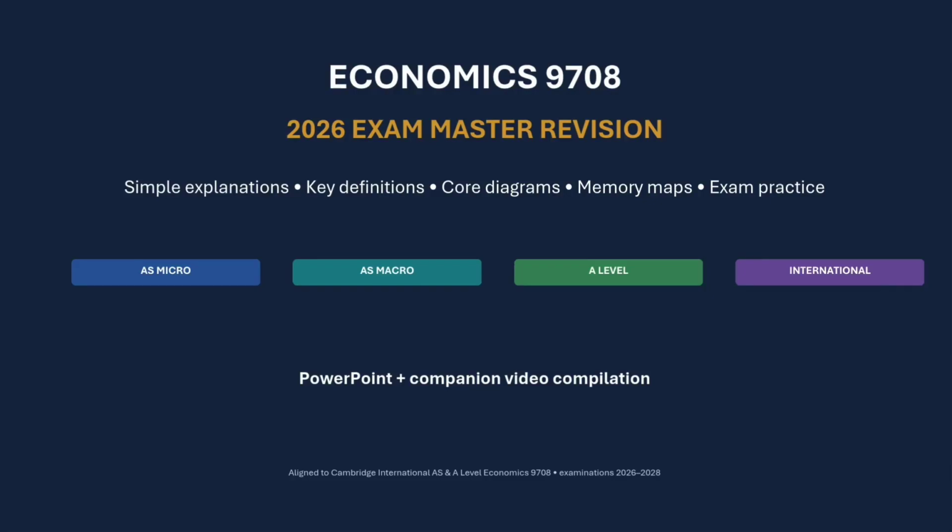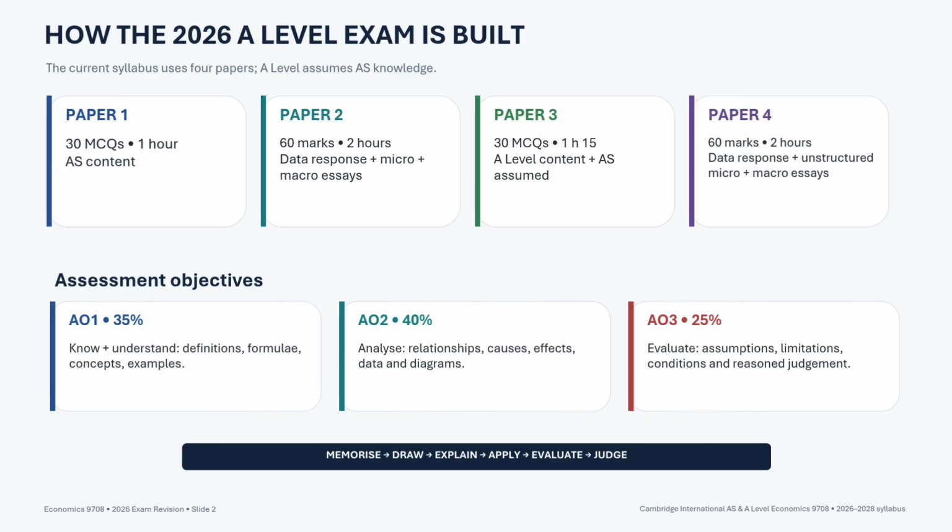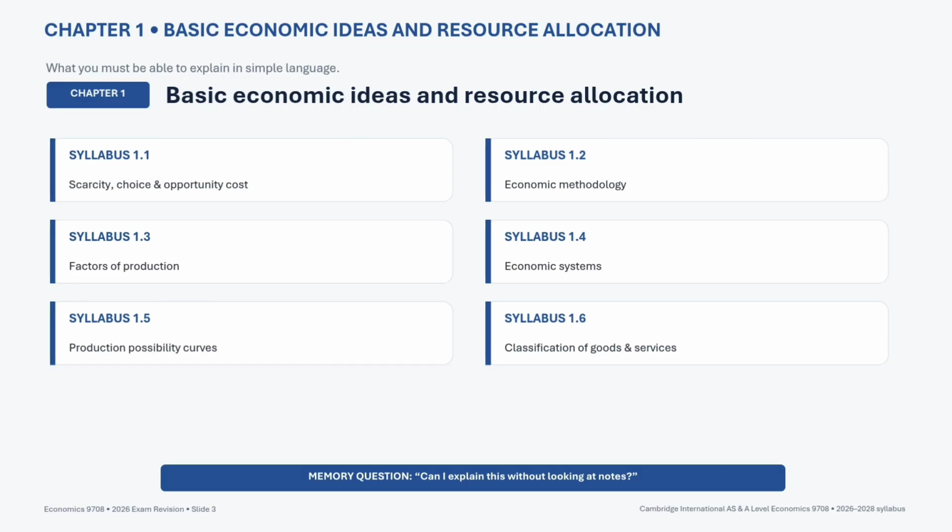Welcome to your complete 2026 exam revision for Cambridge International AS and A-Level Economics Syllabus 9708. The A-Level exam is built with 4 papers: paper 1, paper 2, paper 3, paper 4. It is important to memorize, draw, explain, and apply, evaluate, judge.